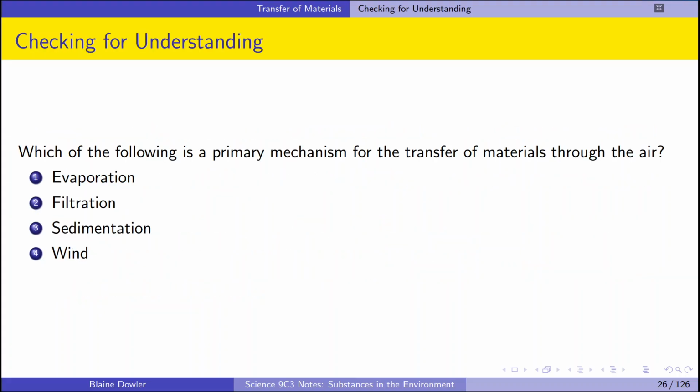Let's check for understanding. You are encouraged to pause and take time to think about each of these questions before the answer is revealed. Which of the following is a primary mechanism for the transfer of materials through the air? Is it evaporation, filtration, sedimentation, or wind? It is wind which drives advection.